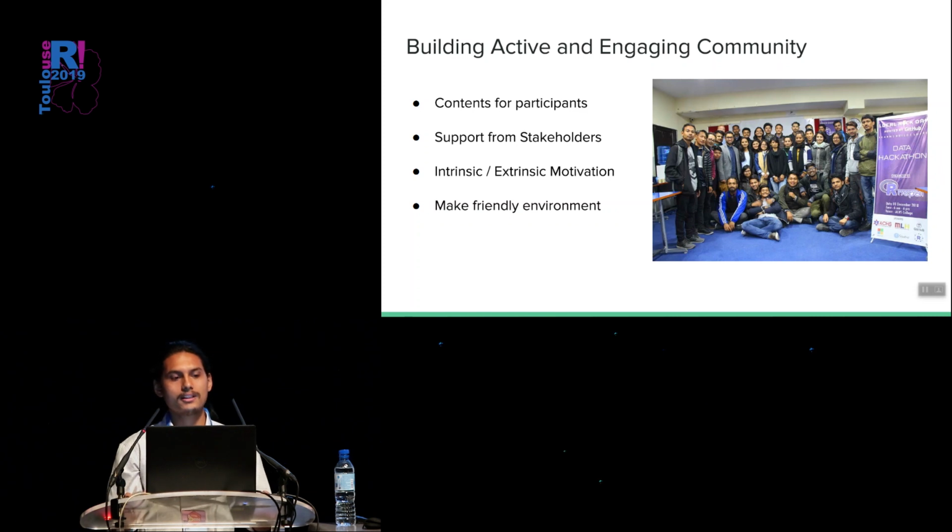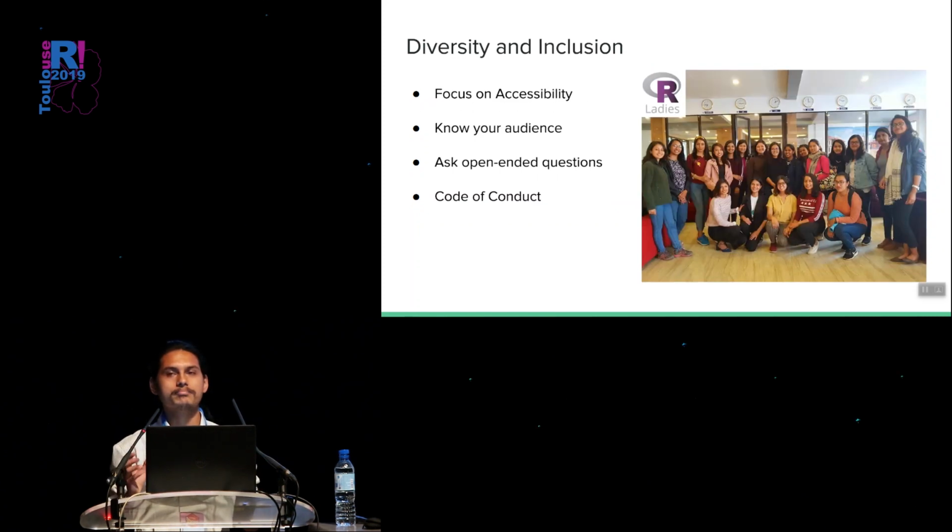For building a community, we have to do lots of things. We need to focus on the contents for the participants. Next is to get support from vendors or stakeholders, like the R Consortium and RStudio, who really help the community. The main part of participation is motivation, which is either intrinsic or extrinsic. If you have students in the community, they really come to learn things, for example to get support if they are stuck on some code. And the main thing that makes people participate is a friendly environment. If you are interacting, more people arrive in the community.